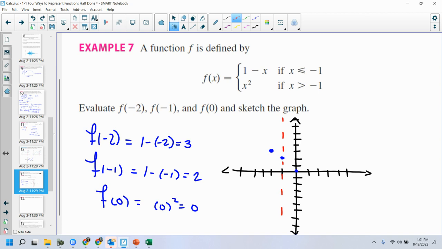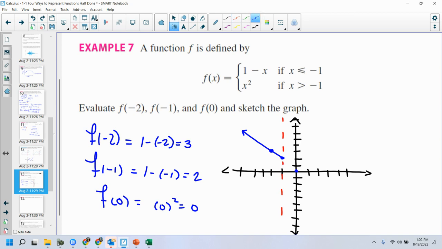Now, to the left of negative 1, it is that linear function 1 minus x, right? So it is a straight line from here onward. But there is not a straight line from that point on the dotted line down to 0, 0. What would I get if I plugged in negative 1 into the bottom rule? What is negative 1 squared? Positive 1, right? There is actually an open circle here.